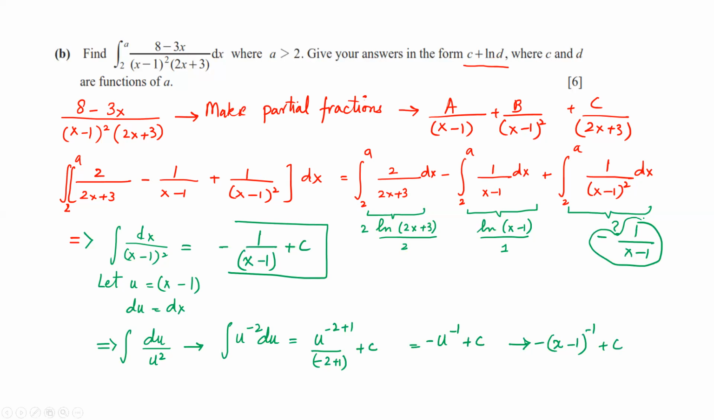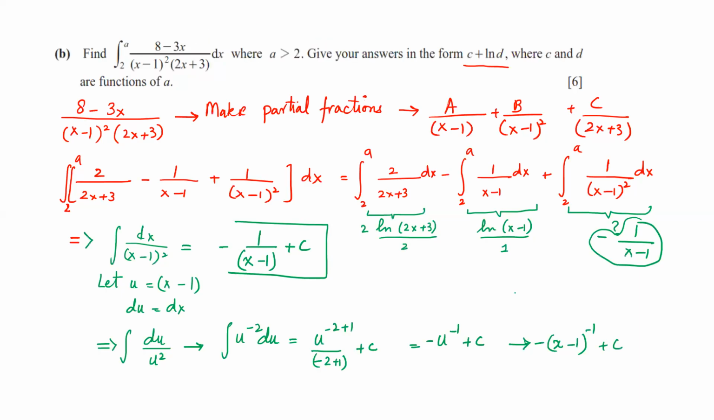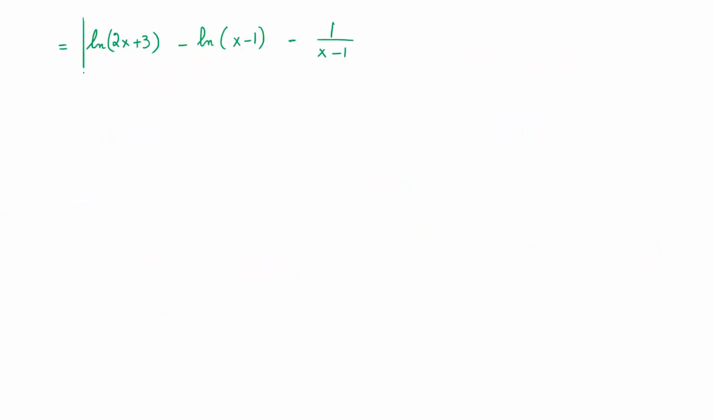So now let's solve these with the limits. Our integration value came out to be ln of 2x plus 3, then minus ln of x minus 1, then minus 1 over x minus 1. Okay, so this is what our integration values came out to be, and we have to put the limits from 2 to a.